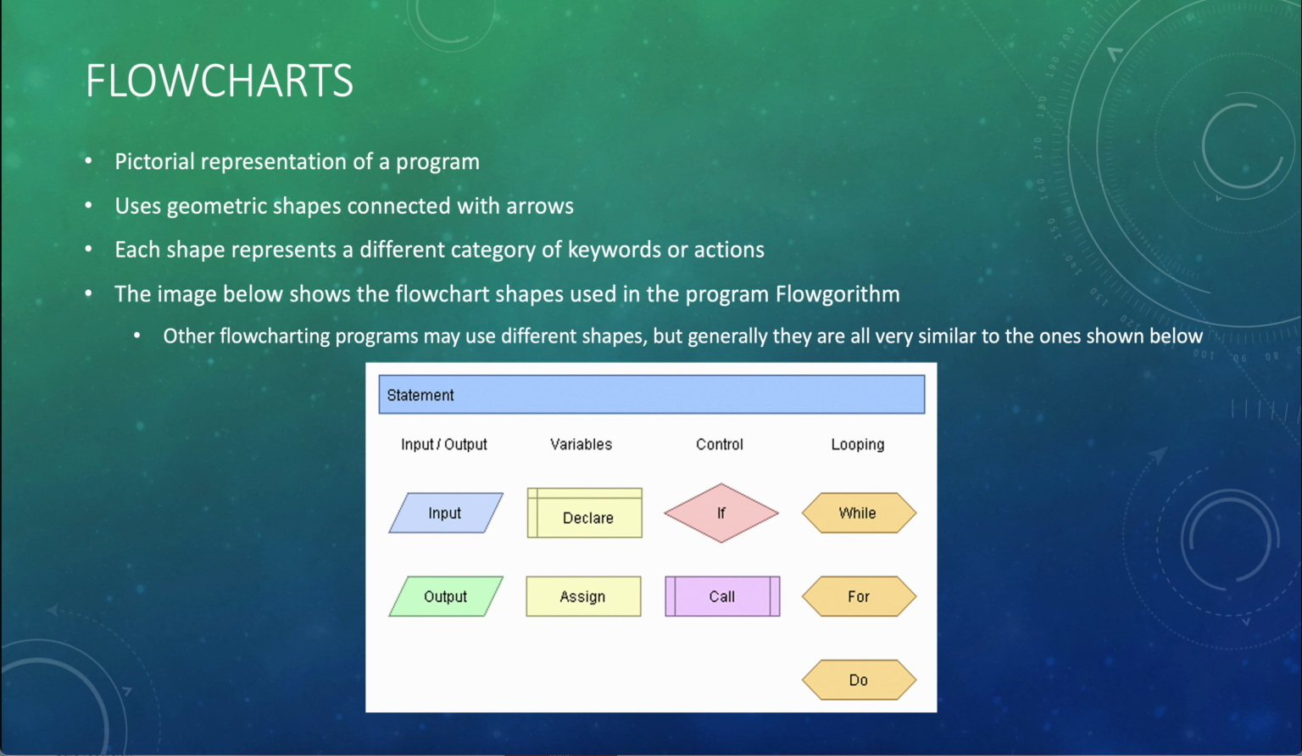It uses geometric shapes connected with arrows, and each shape represents a different category of keywords or actions. This image shows the flowchart shapes that are used in the program Flowgorithm, which you'll be using for all your assignments. Even though other flowcharting programs may use slightly different shapes, generally they're very similar to the ones shown below. They usually try to keep them in a very similar standard.